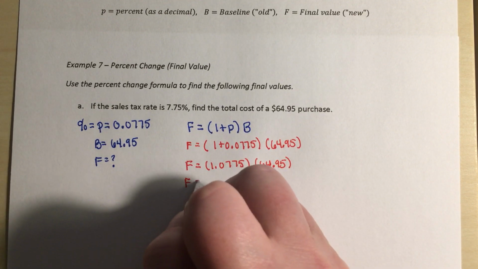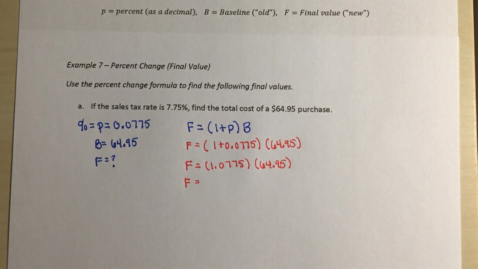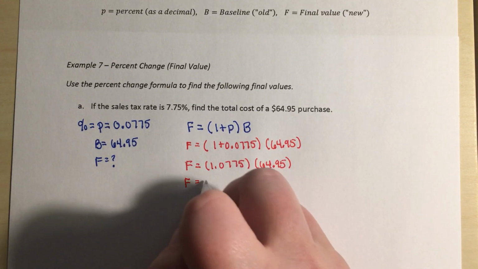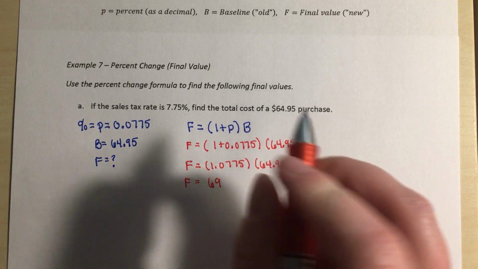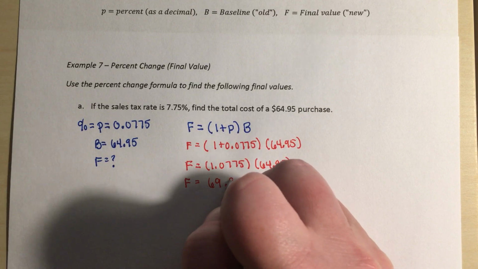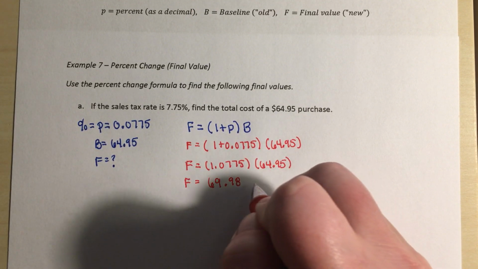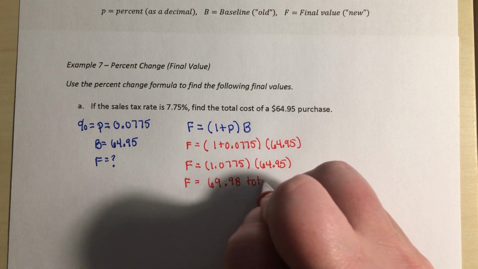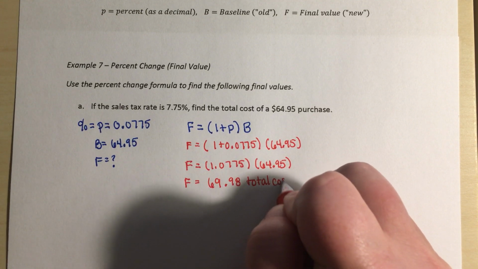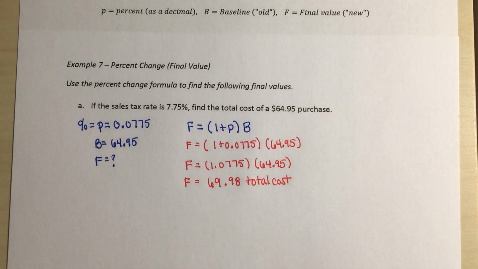Again, you can skip some steps as you're going through here. There's going to be times where I err on the side of caution and show more steps than are actually needed. If we multiply these, this gives us a $69.98 total cost. So using our final value formula, we get a nice, quick, direct answer.